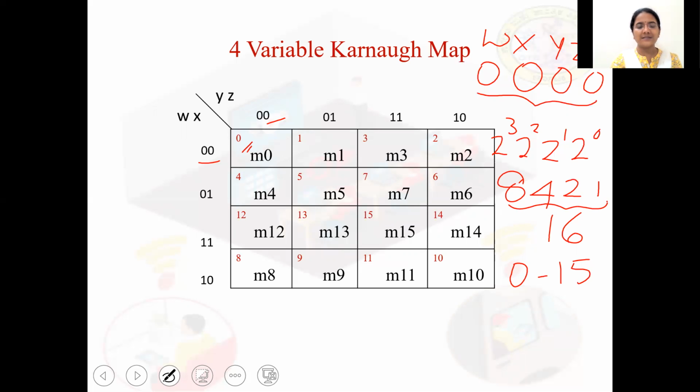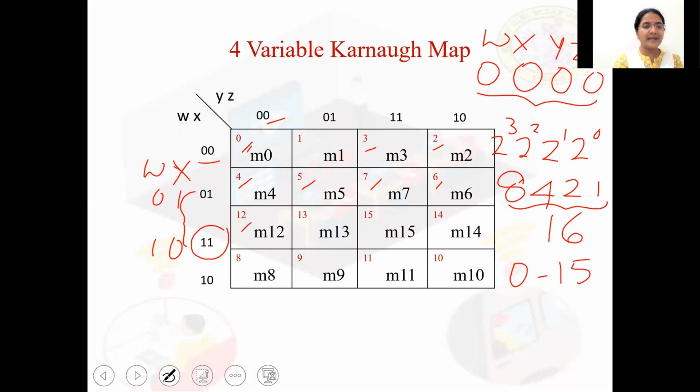0001 is 1, 0011 is 3, 0010 is 2, 0100 is 4, 0101 is 5, 0111 is 7, 0110 is 6, 1100 is 12. Why are we considering 11 here? Because 01 is adjacent with this 11, since only the W variable is changing in these two terms. If you write 10 here instead of 11, then with 01 both W and X are varying.